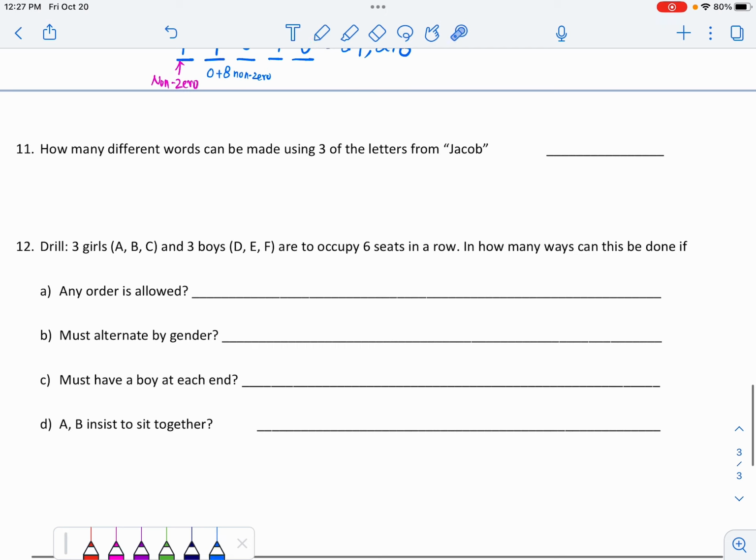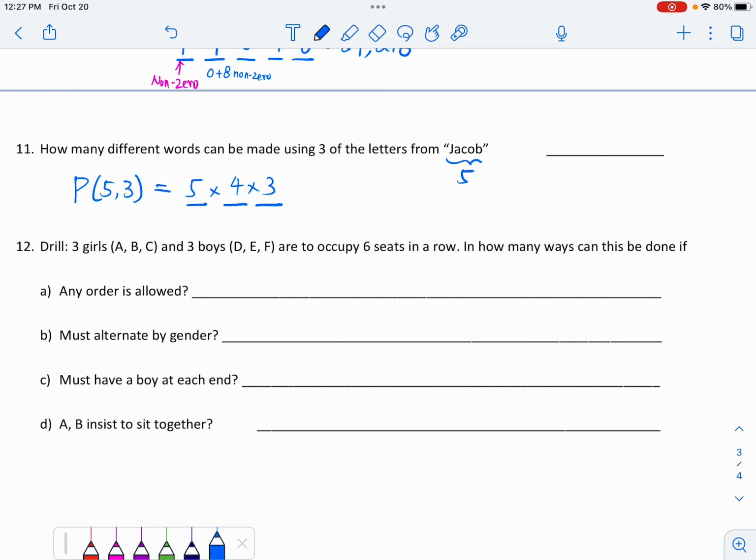11 should be pretty straightforward. How many different words can be made using 3 of the letters from Jacob? There were 5 different letters here. We want to form a 3-letter word using these 5 letters. So 5 times 4 times 3. Basically, this is a 3-permutation of 5 objects.